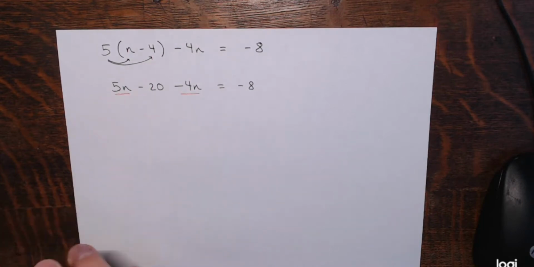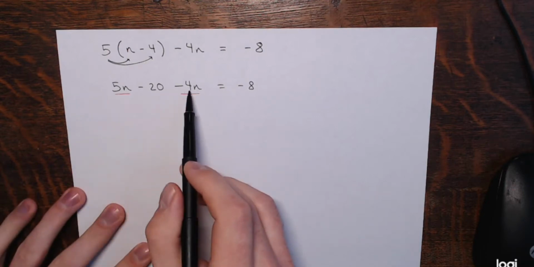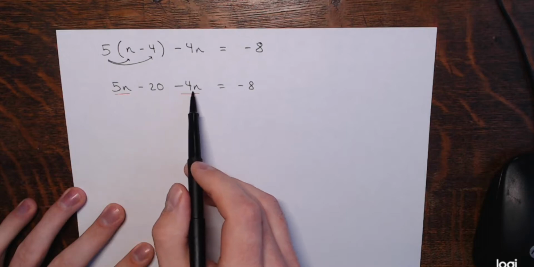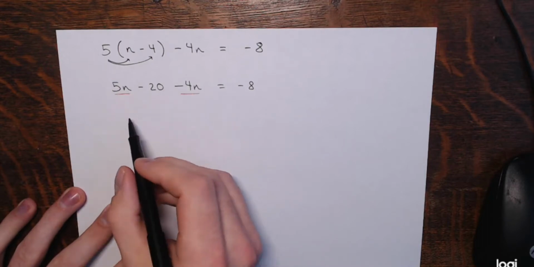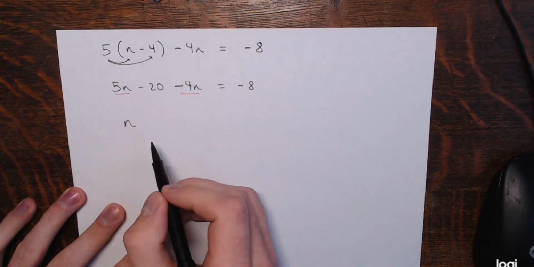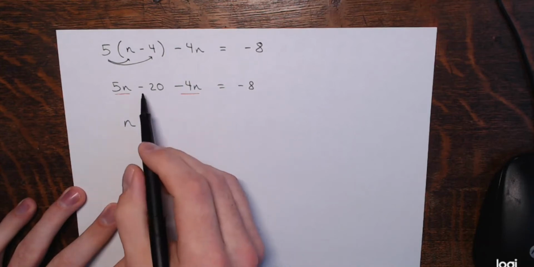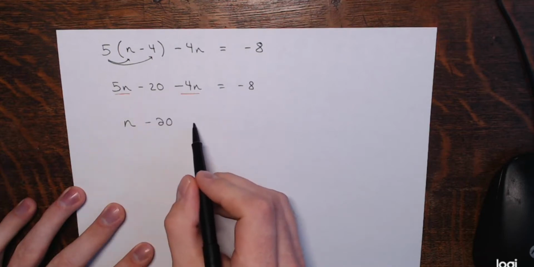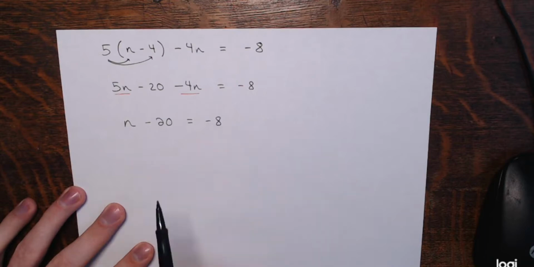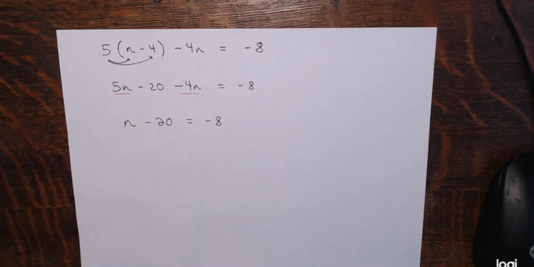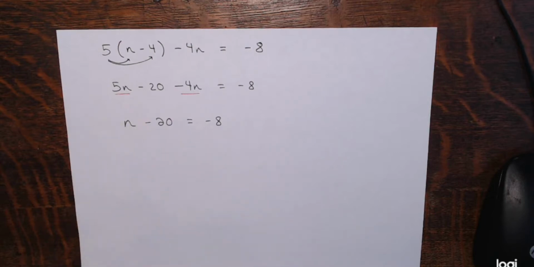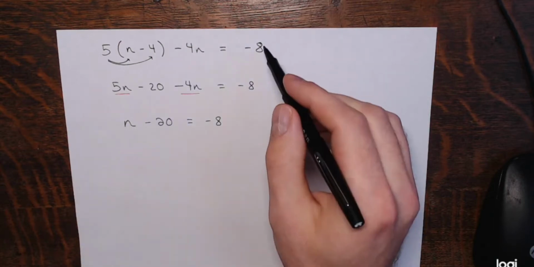And you simply combine the coefficients, the numbers in front. So if you have 5 of something and you subtract 4 of it, you have 1 of it, right? 5 minus 4 is 1, so there's 1n. These two put together make 1n, or just n. And then you still have this constant, this minus 20. And now the equation looks like this. The left side simplified, after distributing and combining like terms, to n minus 20, and the right side was always negative 8.